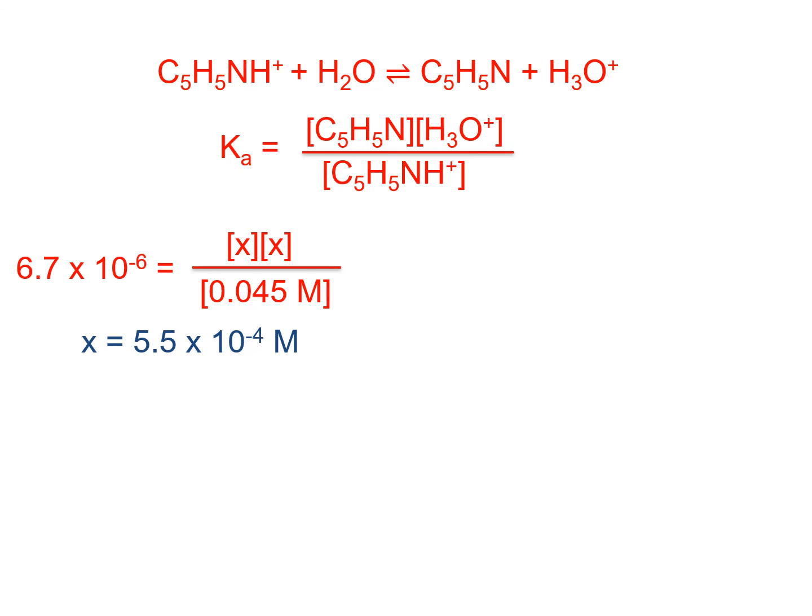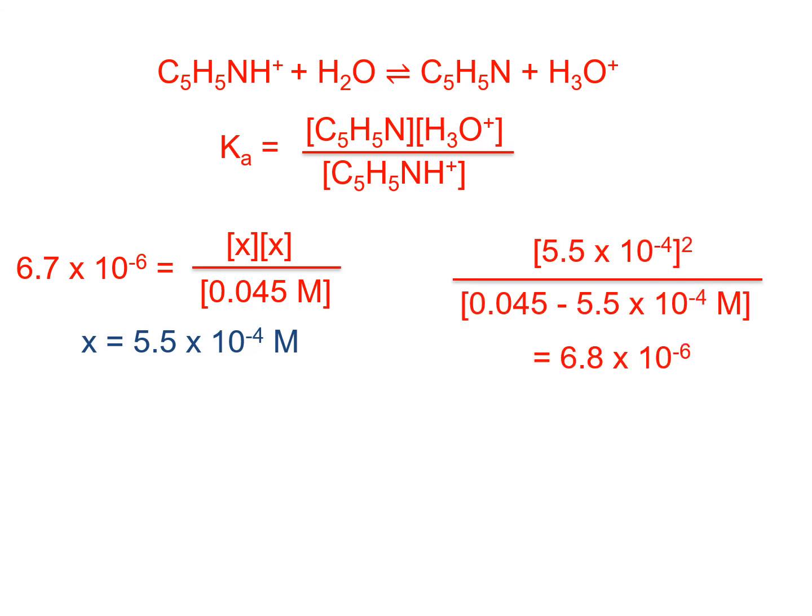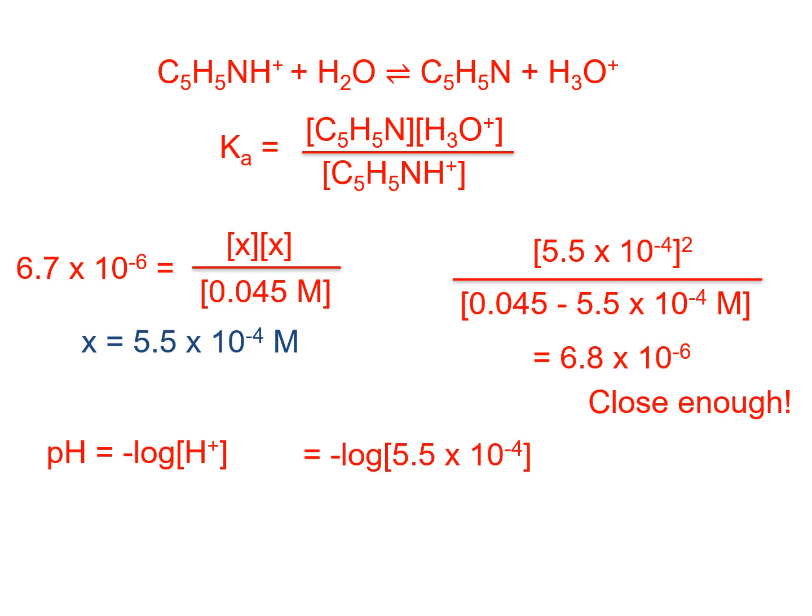Before I can check that, I need to make sure my approximation is valid. When I do that, I get a value of 6.8 times 10 to the negative 6th, close enough to my Ka. I can go ahead. When I take the negative log of my concentration, I get a pH of 3.26.